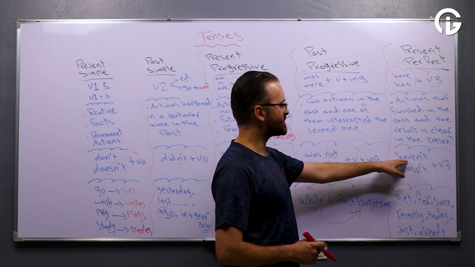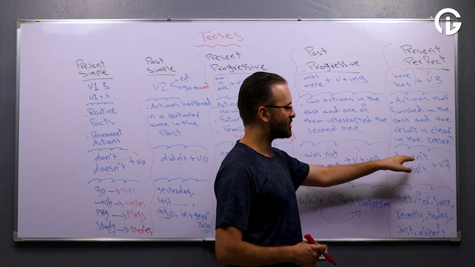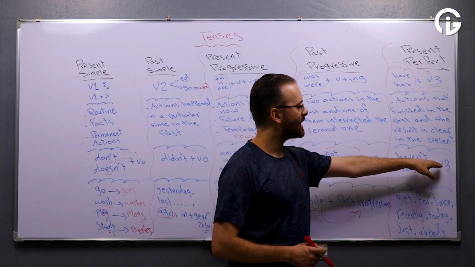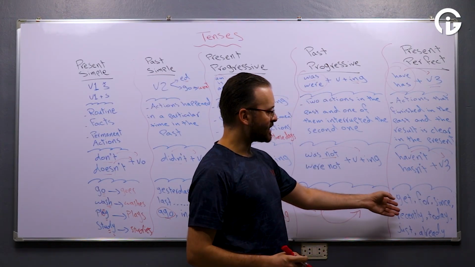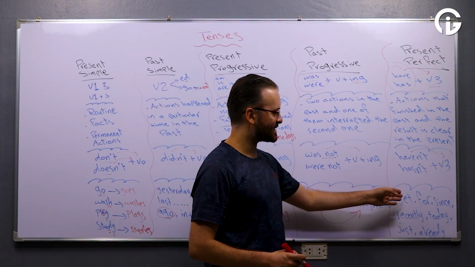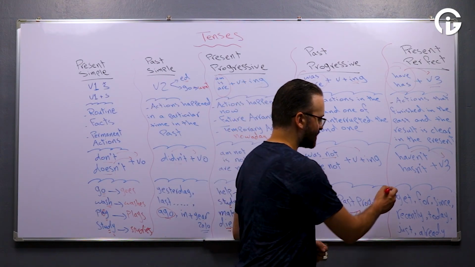The negative is clear too. It's similar to the previous one. Haven't or have not, hasn't or has not. And don't forget that after them we put verb 3. The keywords, the main keywords here is yet, for, since, recently, today, just, and already.